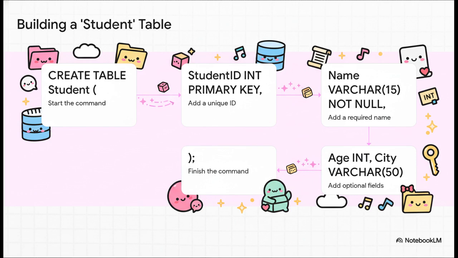Then we start defining our columns. First is student ID. We say its data type is int, and here's the important part. We declare it as our primary key. That's our unique identifier. Next, the name column. We set its type to varchar for text, and we add another rule, not null. That just means this field can't be left empty. Every student has to have a name. Then we add age as an integer and city as more text. Finally, we close it all up. And just like that, we've told the database exactly how to build our student table.